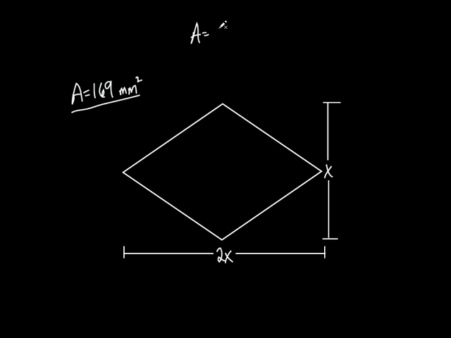Let's write the formula down again so we remember it. So it's 1/2. Remember what this one was with the diagonals. It's D1 times D2. So now we can put some stuff in here and actually solve. So this is going to be 169 equals 1/2 times one of the diagonals, which is X, and the other diagonal, which is 2X. It doesn't matter which one you call what. And now they just want you to solve for X.